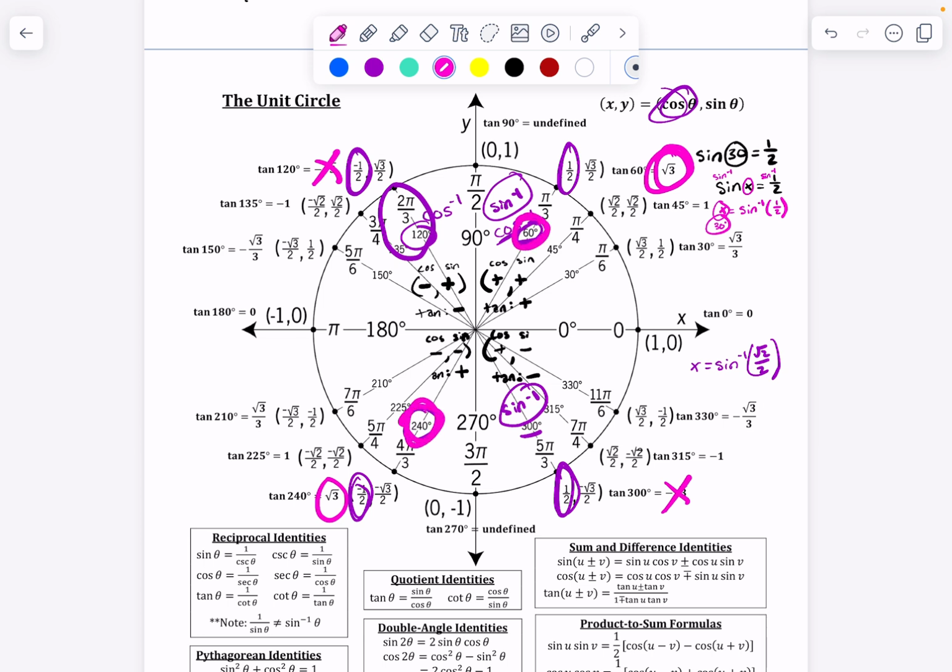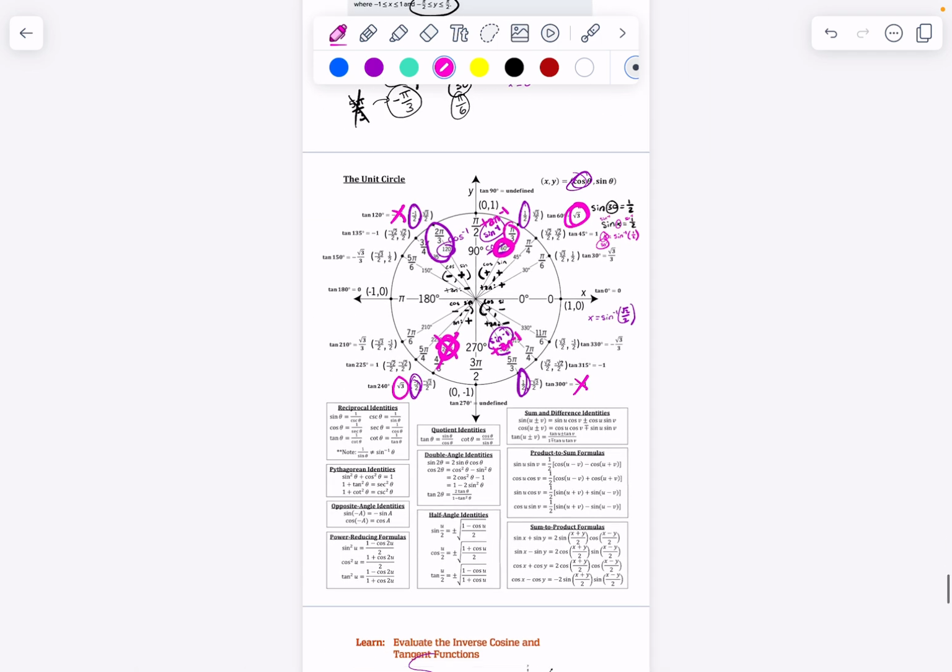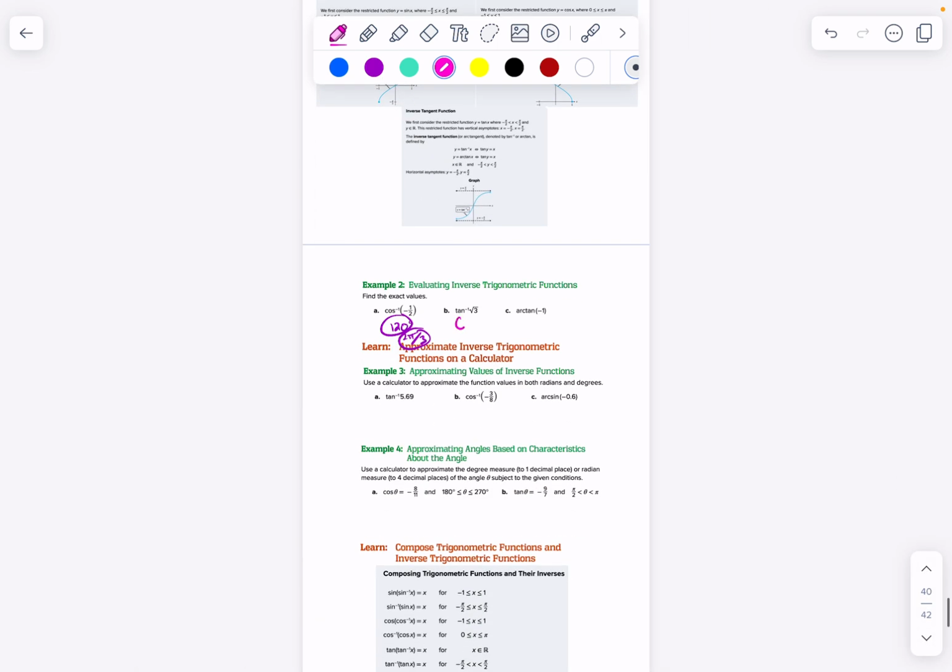Oh, shoot, I didn't tell you what quadrants inverse tangent lives in, because we have to restrict its domain as well. It's the same as sine. So inverse tangent lives here and inverse tangent lives here. So if it's not in the first or the fourth quadrant, it's not going to count. So 240 is not going to be the correct answer. It's going to be either 60 degrees or pi over 3 if they want radians.